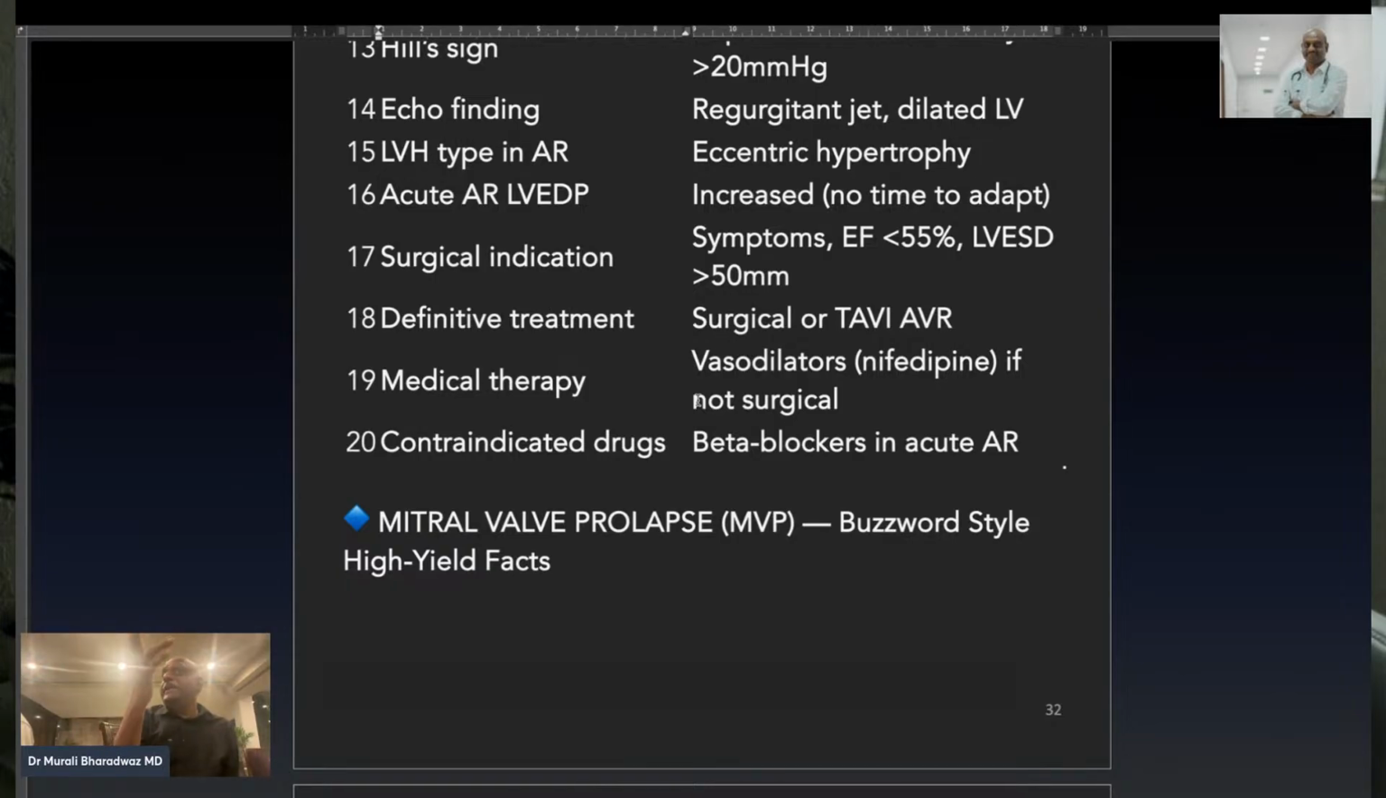and left ventricular end systolic diameter is more than 50. So at the end of the systole, what do you expect the LV diameter to become? Decrease. But because of the regurgitation in the earlier diastole, the amount of blood remaining in the left ventricle is increased. So LVESD more than 50 mm is a surgical indication to remove that regurgitant valve.